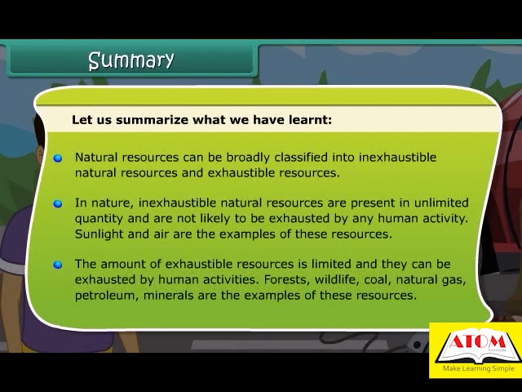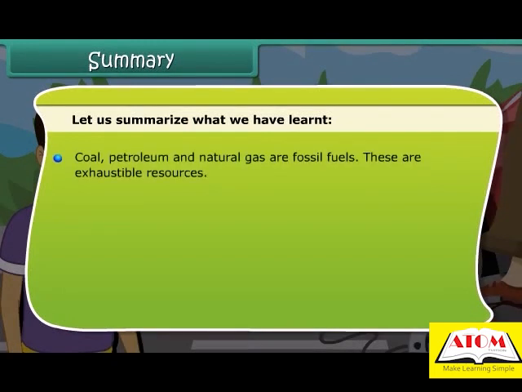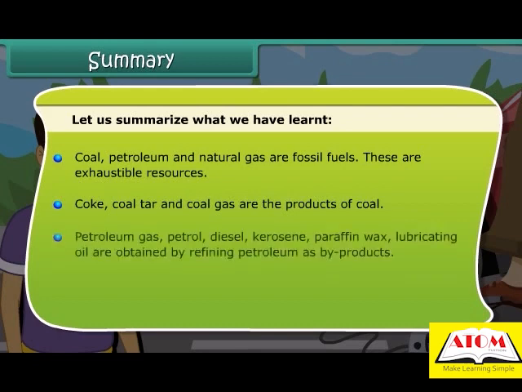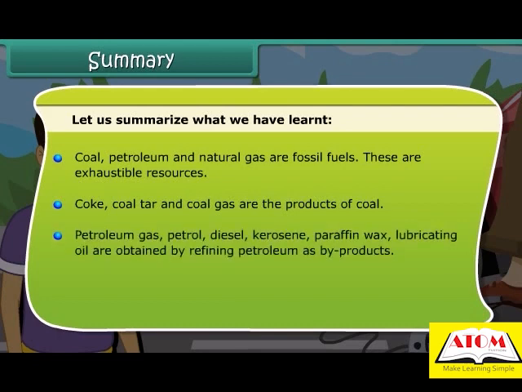The amount of exhaustible resources is limited and they can be exhausted by human activities. Forests, wildlife, coal, natural gas, petroleum and minerals are some examples of these resources. Coal, petroleum, and natural gas are known as fossil fuels. These are exhaustible resources. Coke, coal tar, and coal gas are all products of coal. Petroleum gas, petrol, diesel, kerosene, paraffin wax, and lubricating oil are obtained by refining petroleum as byproducts. We should use coal, petroleum, and CNG judiciously.